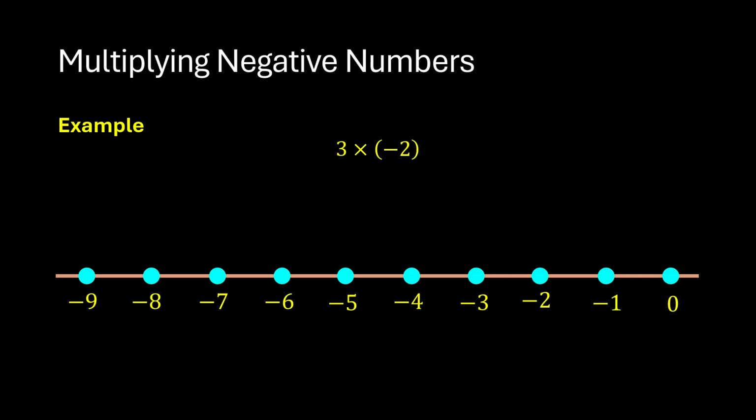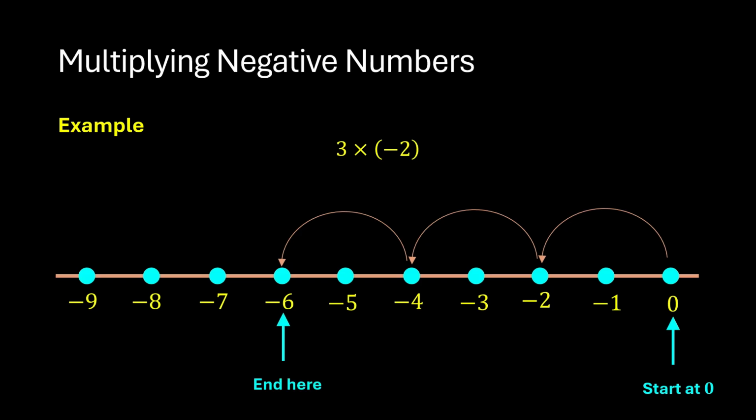Now consider this example, 3 times minus 2. This time we need to jump 2 units to the left each time. Again, we start at 0 and then jump 2 to the left, another 2 to the left, and another 2 to the left. So we've done that 3 times, and we arrive at minus 6. Therefore, 3 times minus 2 equals minus 6.